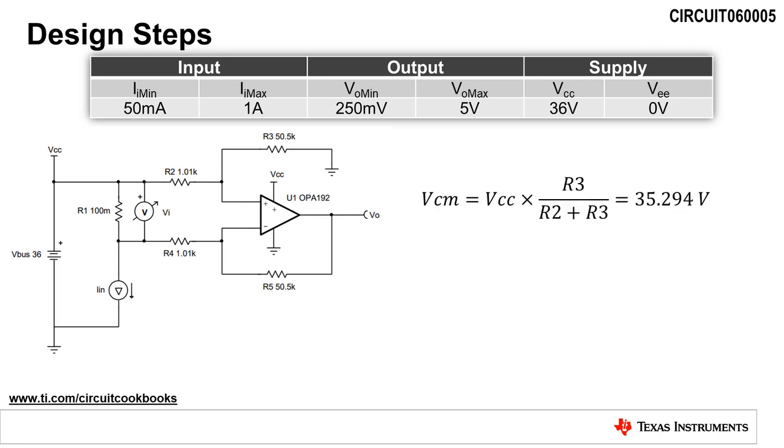Next, we need to calculate the common mode voltage, or VCM, of the amplifier. This is to ensure we are operating in the linear region of the amplifier. The common mode voltage is calculated as VCC times R3 divided by R2 plus R3 and is equal to 35.294 volts. Since the OPA192 is a precision rail-to-rail input device and the supply voltage is 36 volts, we are operating within the linear range of the amplifier.